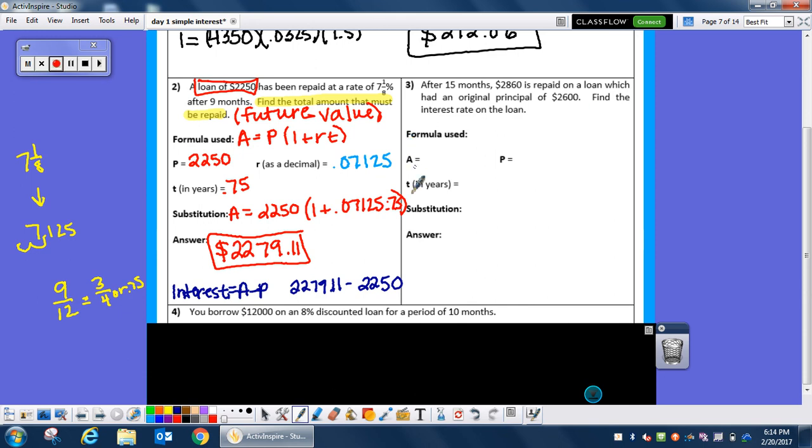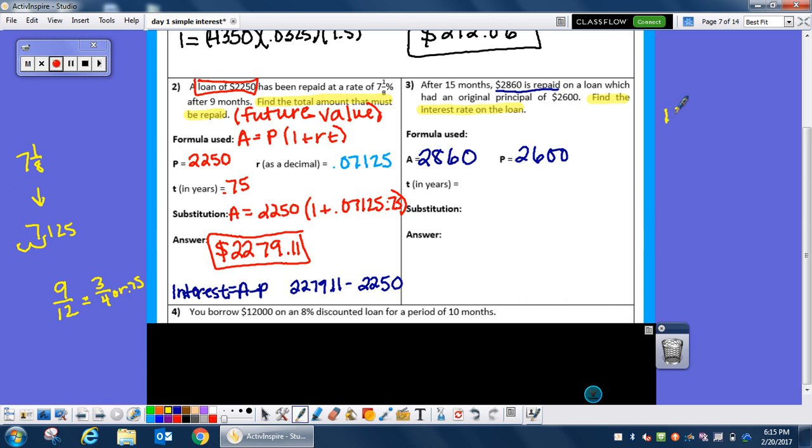Okay? All right, number 3 is a little trickier, so please make sure you hardcore pay attention. After 15 months, $2,860 is repaid on a loan which had an original principal of $2,600. And in this case, we want to find the interest rate, so we want to find R. Okay? So remember I said the future value is typically the bigger number. So in this case, we repaid $2,860. So that's the total amount of money we had to pay to borrow $2,600. So that was our original principal.